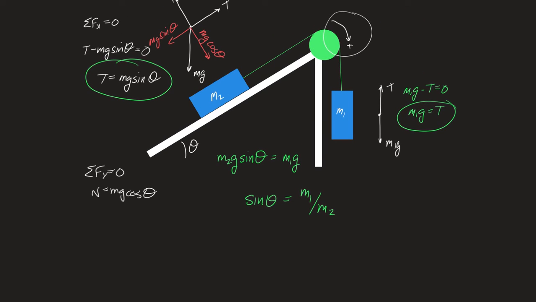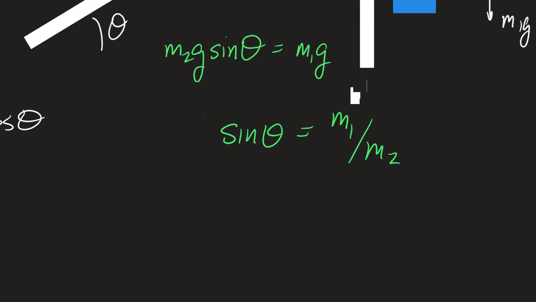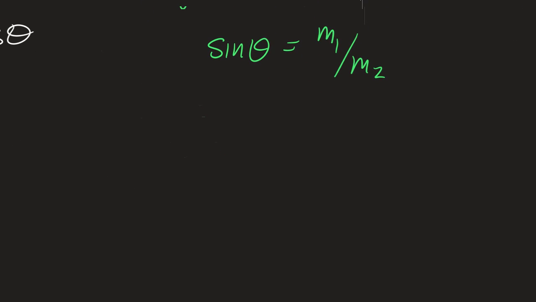Don't be sorry. In the problem, though, we got that M1 would be 2M, and M2 would just be M. I know. So sine theta equals 2 doesn't exist. Exactly. That's exactly what I want you to see. That's the exact question I was about to talk about.